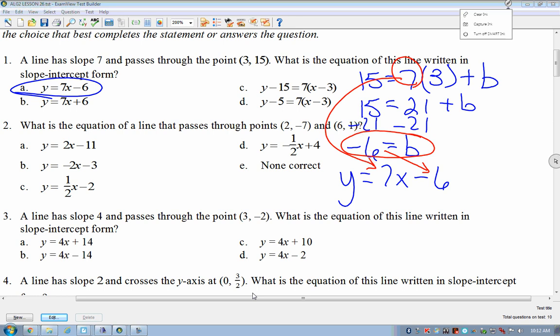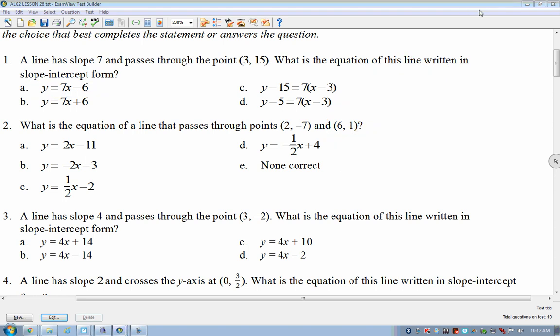All right. We want to know the equation of the line that passes through these 2 points. This requires an extra step. Okay. What do I have to do first, Anjali? Find the slope. So tell me how to find the slope with x1, y1, x2, y2.